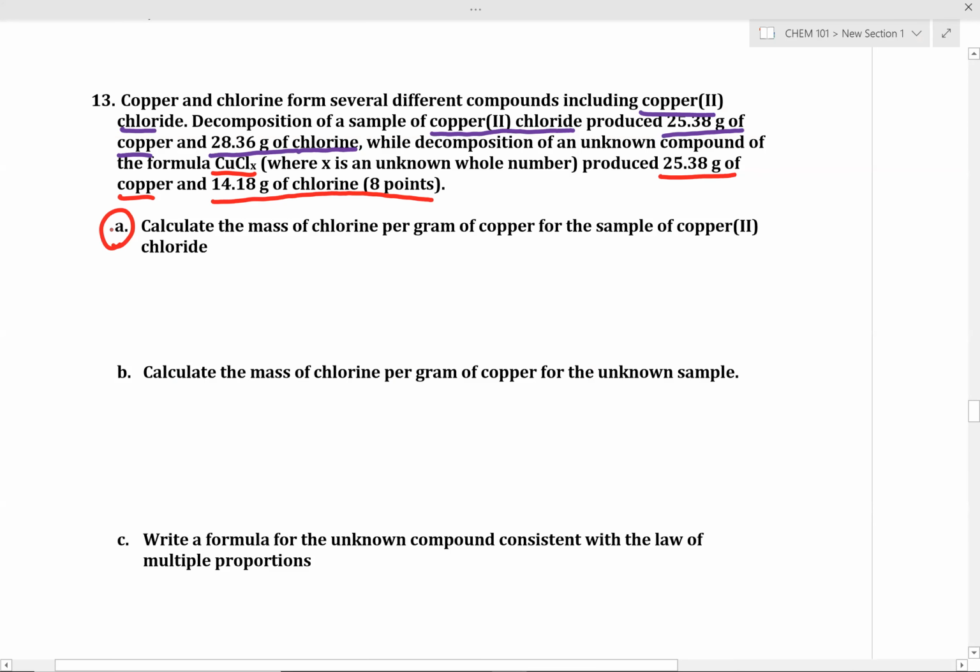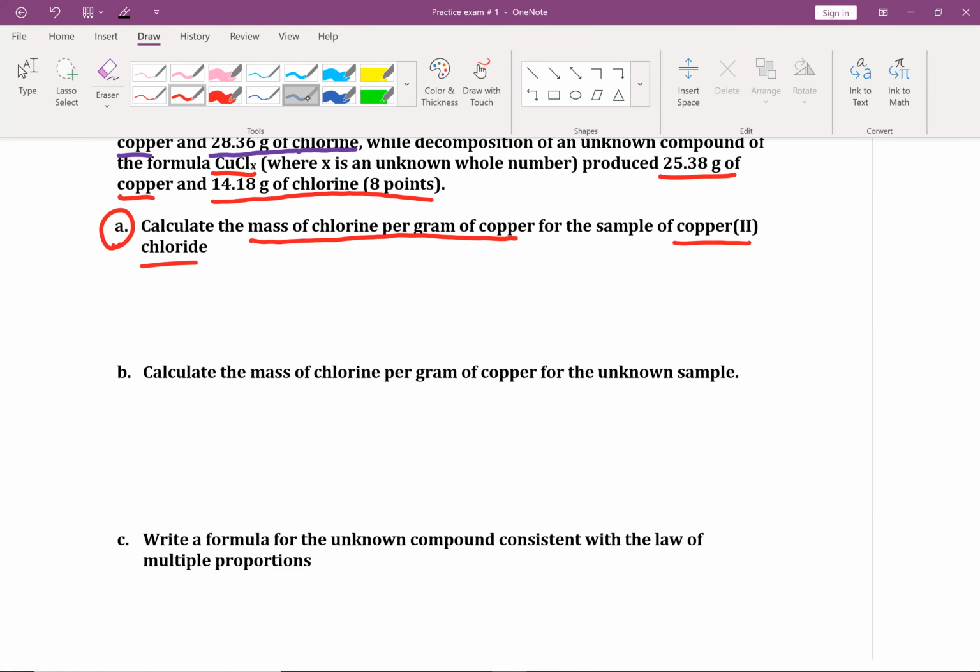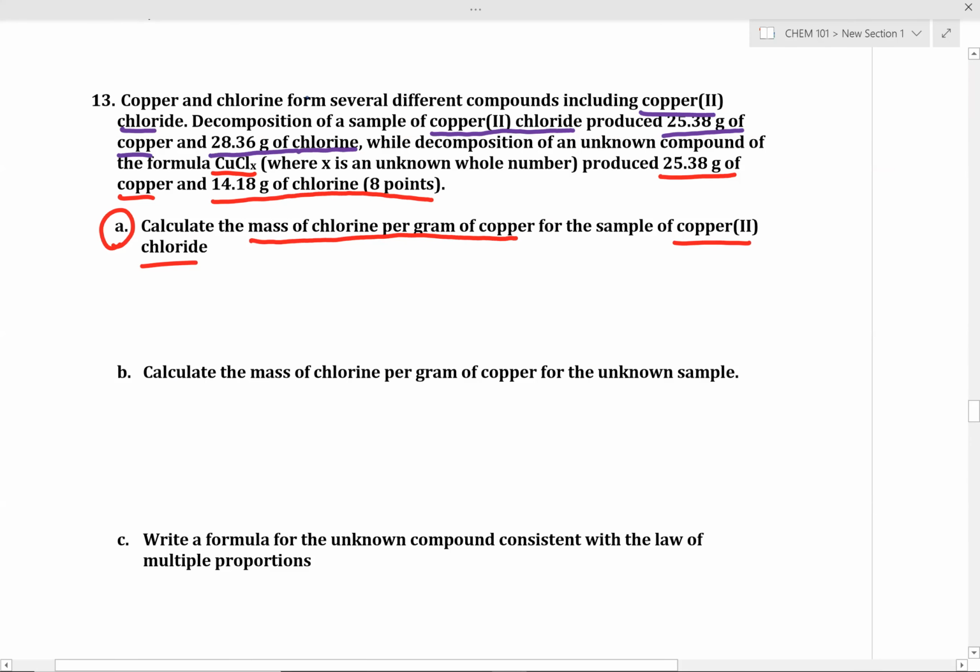So let's start with part A. We have to calculate the mass of chlorine per gram of copper for the sample of copper 2 chloride. Well, it seems like we already have all of the information we need. All I need to do is find my mass of chlorine. What's my mass of chlorine? Yep, 28.36 grams of chlorine. And this time I'm using the atomic form, technically it's chloride, because we're referring to elemental composition. So this is the mass of chlorine atoms in my sample.